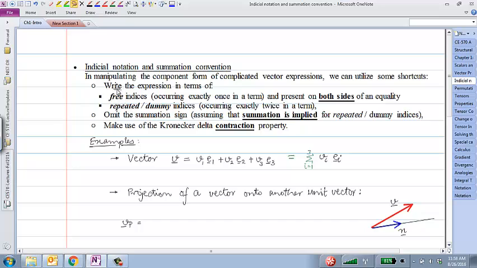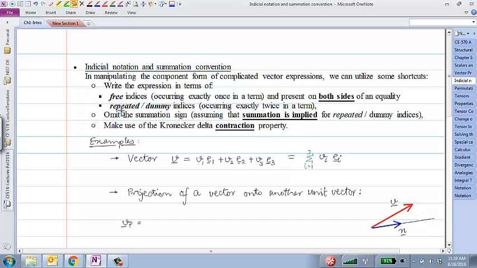are the following: that any expression has, in general, two types of indices. One is called a free index, which occurs only once in a term. And if you write an equation, that free index will occur on both sides of the equation. Once on the left-hand side, once on the right-hand side. An example of this, I'll give you more examples of this.